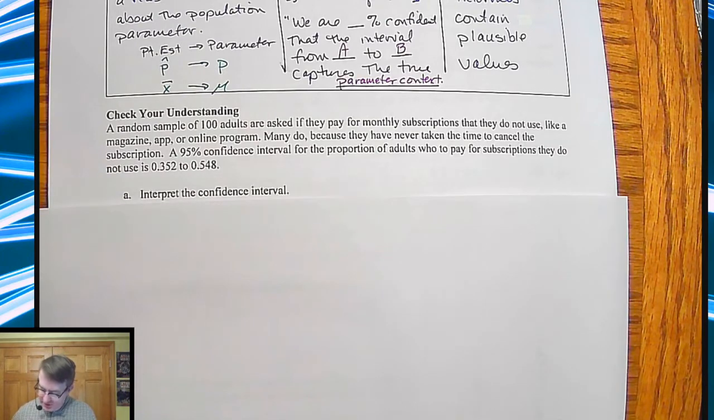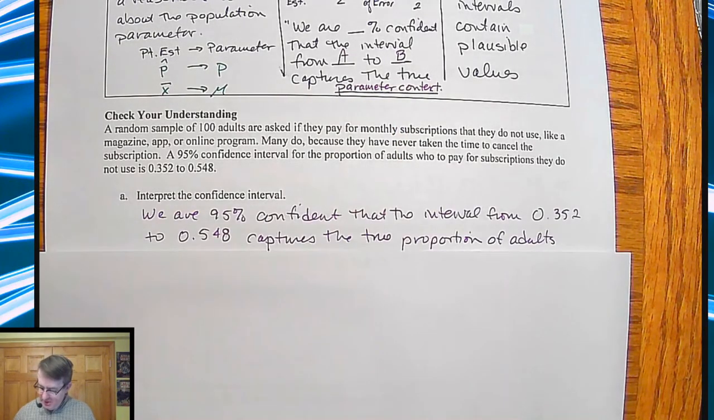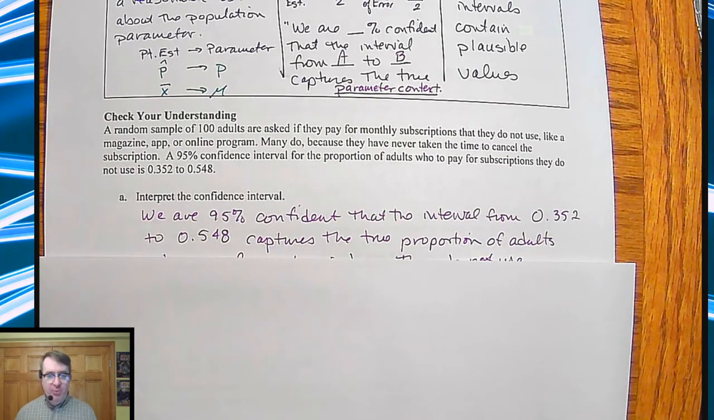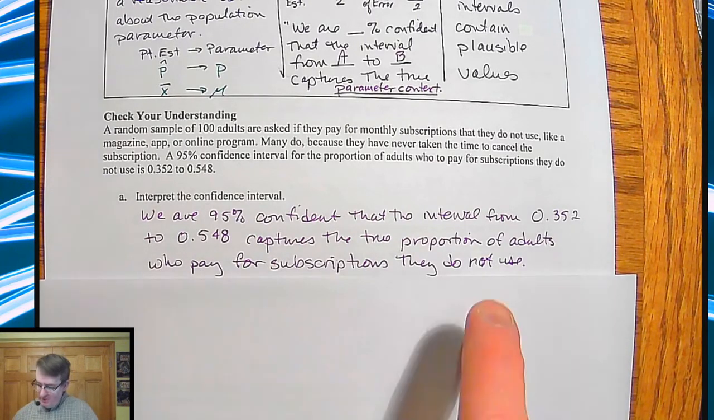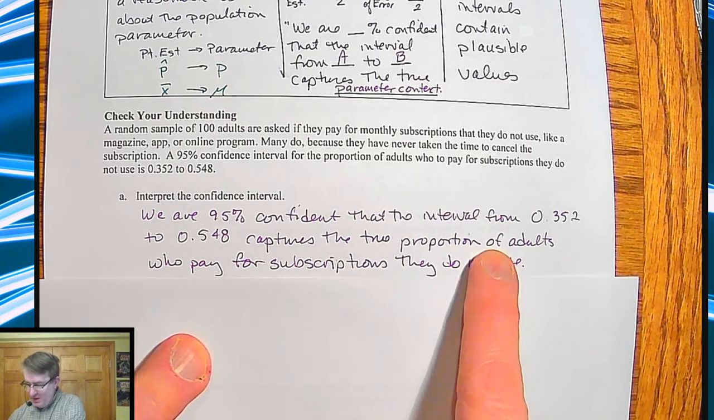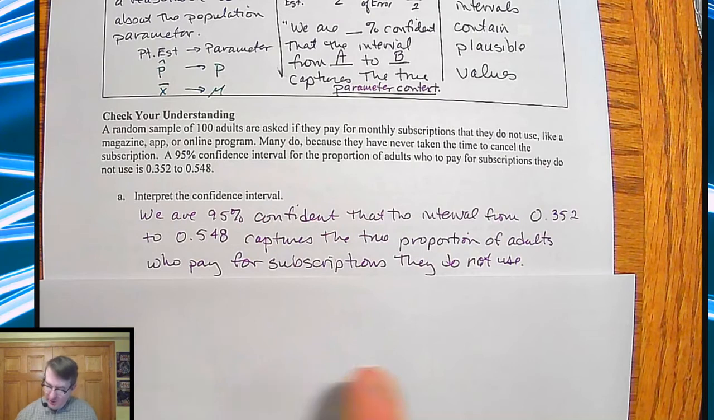All right, so the first question is to interpret the confidence interval. That's what we're going to do up here, just like what we did up here. I'm going to leave that there so you can see it. We are 95% confident that the interval from 0.352 to 0.548 captures the true proportion of adults who pay for subscriptions that they do not use. As I said above, notice "captures the," and what are we talking about? The true proportion of, who are we talking about? The adults who pay for subscriptions they do not use. Not just "adults," you have to go through and say all of that. Complete sentences, and then probably a little bit more. You need to have the detail in there to get credit for it.